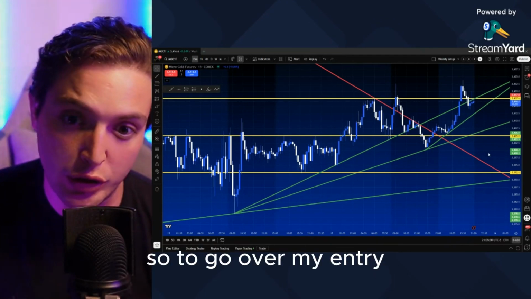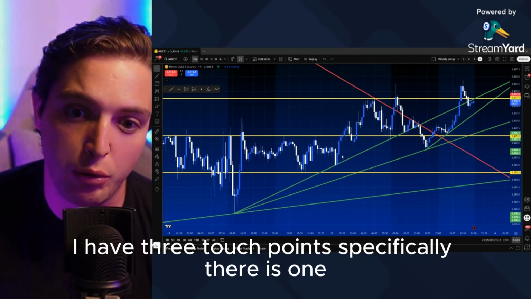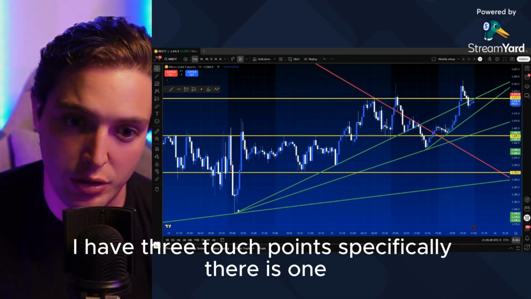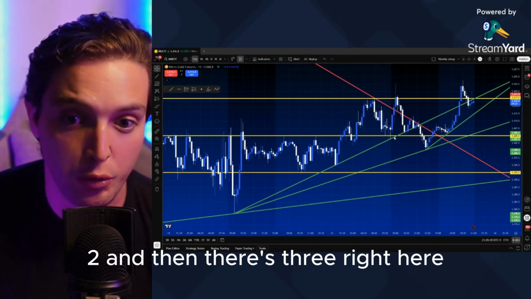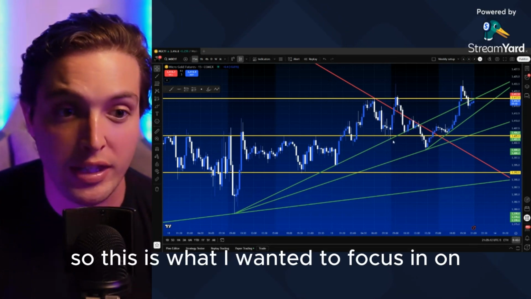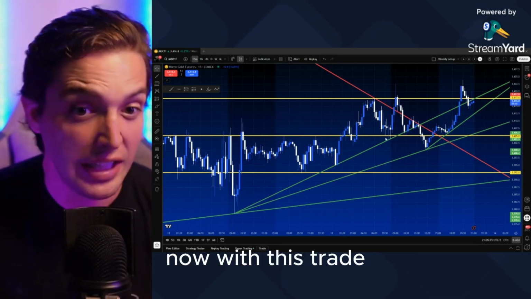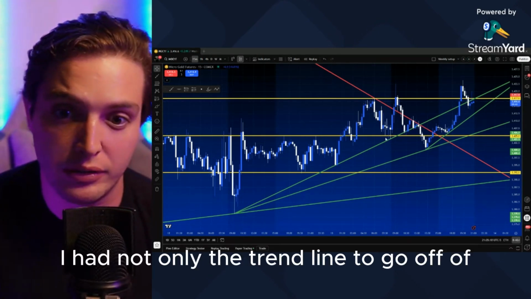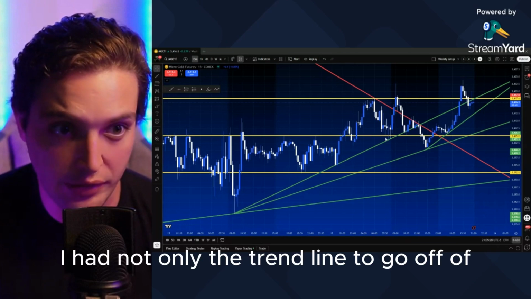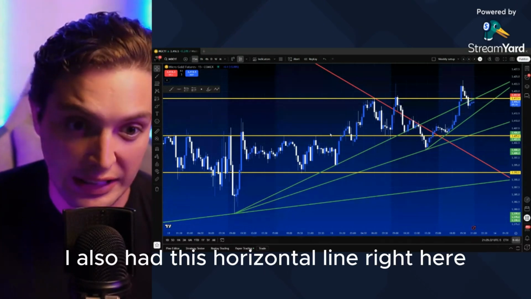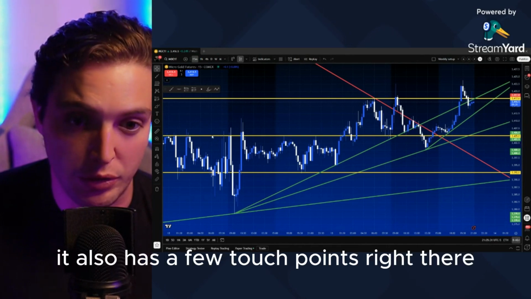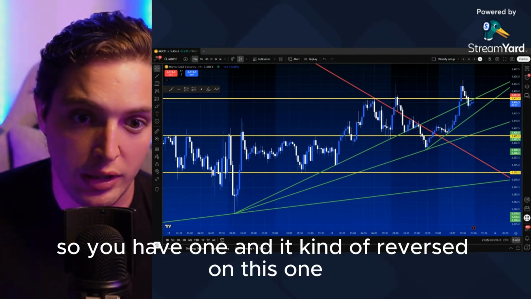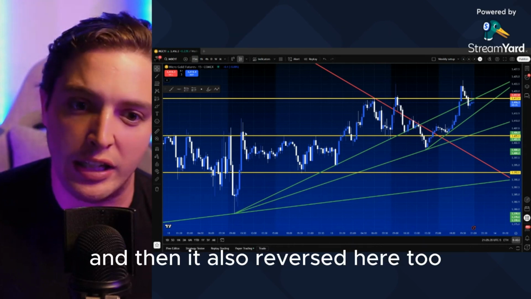So to go over my entry, I have three touch points specifically. There is one, two, and then there's three right here. So this is what I wanted to focus in on. Now with this trade, I had not only the trend line to go off of, I also had this horizontal line right here. And if you notice, it also has a few touch points. So you have one, and it kind of reversed on this one, and then it also reversed here too.